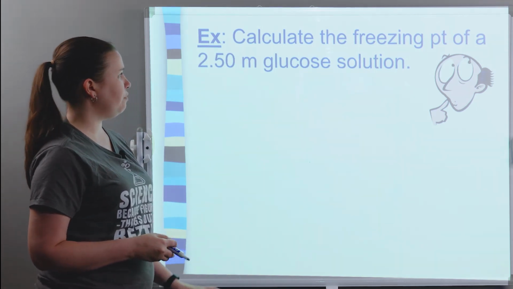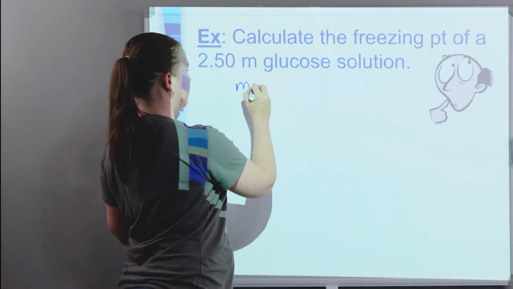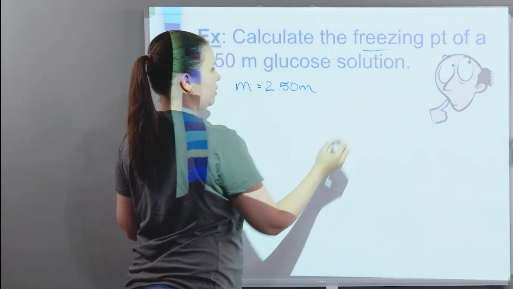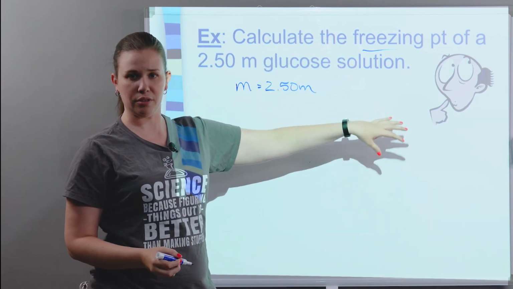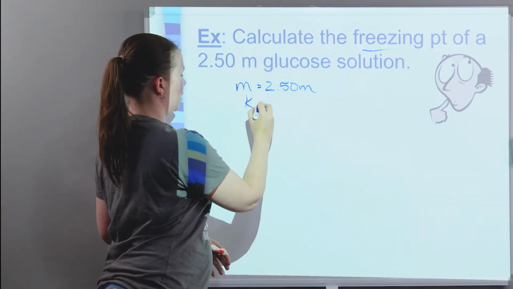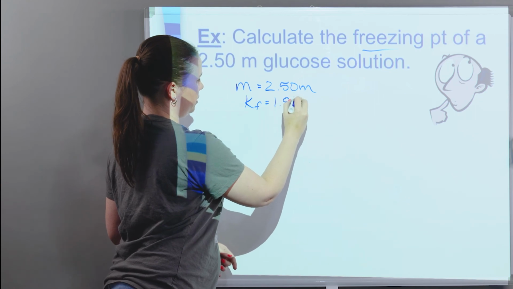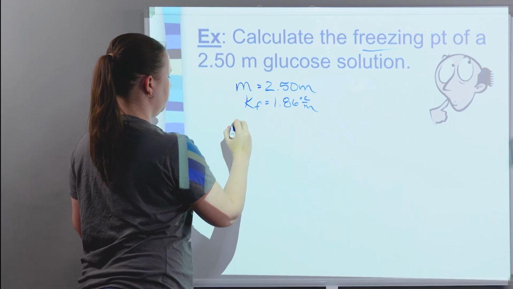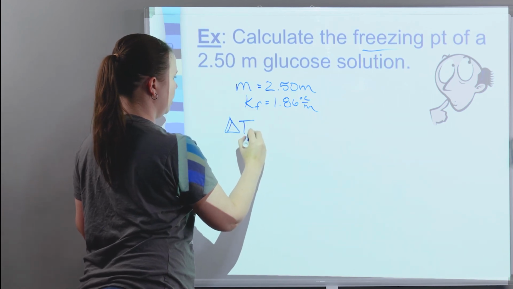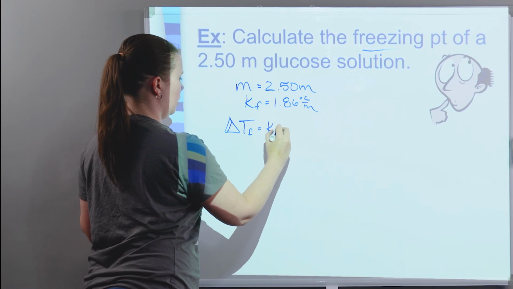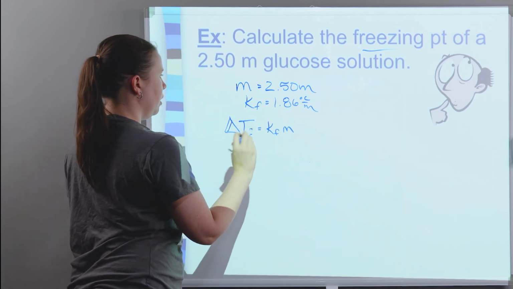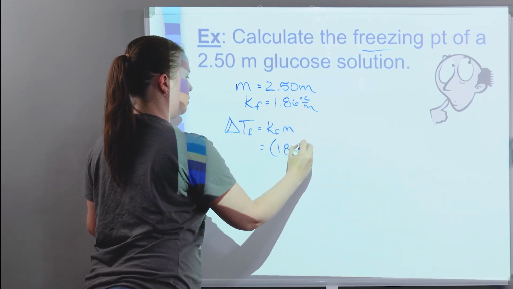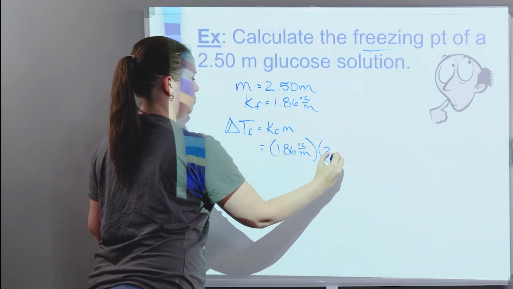Again, I have a 2.5 molal solution. So my molality is 2.50. I know it's freezing and it didn't specify the solvent, so I'd assume that it's water, making my Kf 1.86 degrees Celsius per molal. So my formula, delta Tf equals Kf times the molality. I'm going to plug in the Kf of 1.86 and the molality of 2.50.